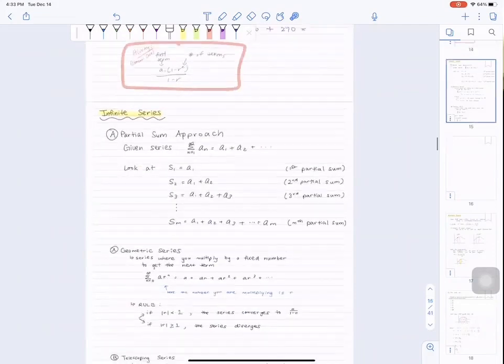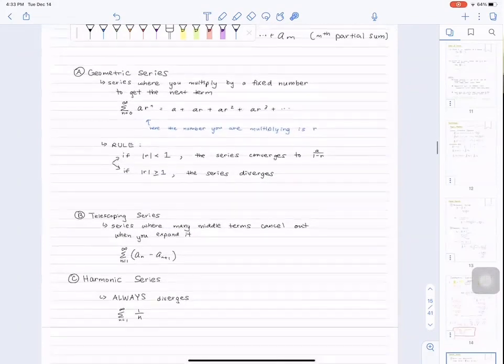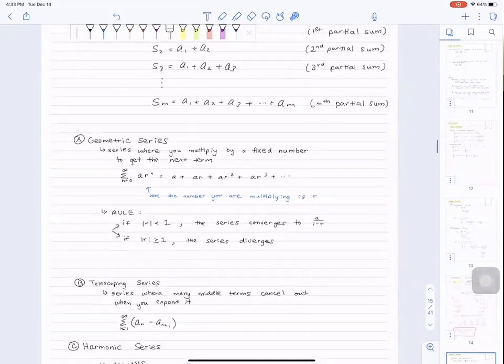Okay, then we have infinite series. So there's also different approaches. We had the partial sum approach, and then the most common ones: geometric again, and then we have telescoping and harmonics. So these are the most common infinite series.